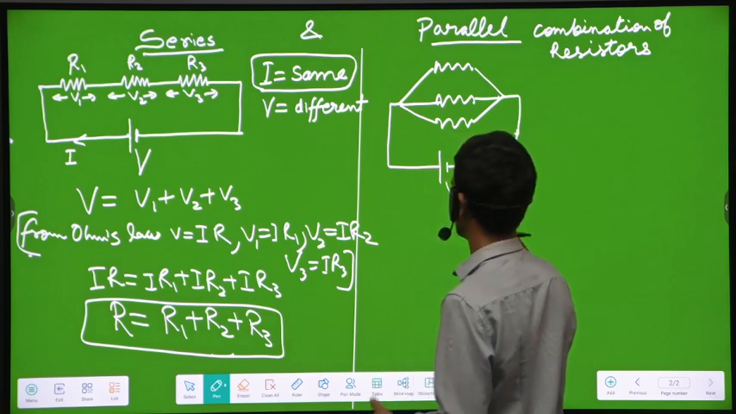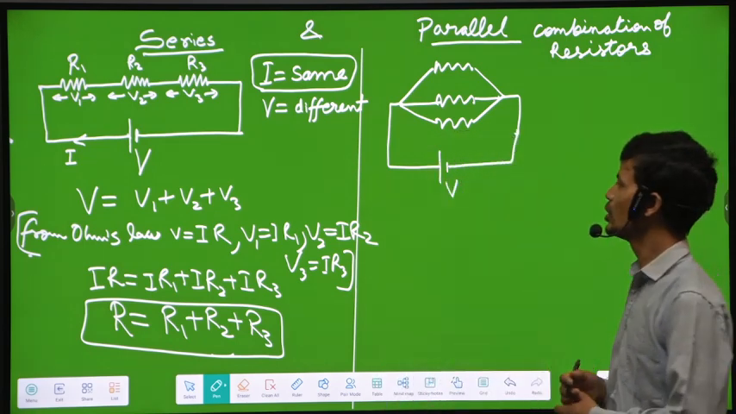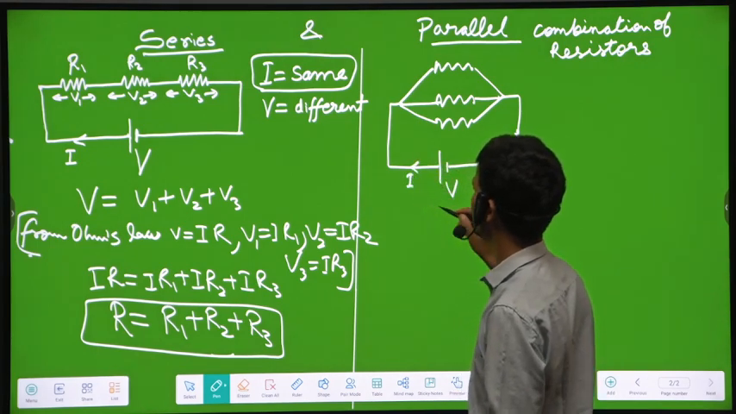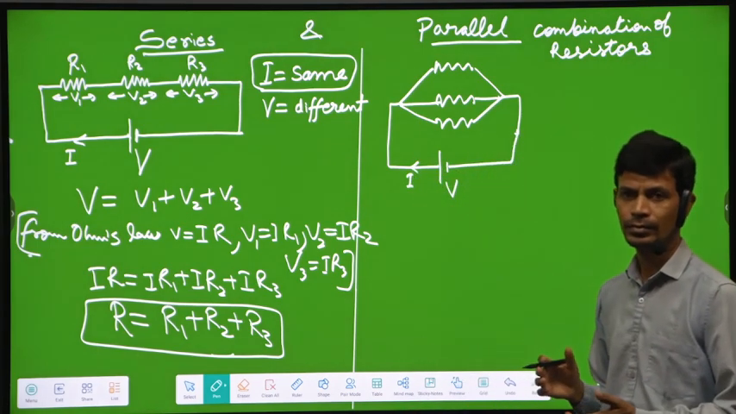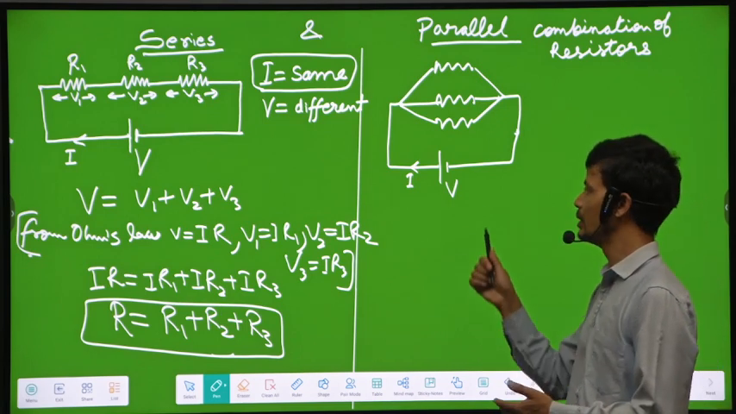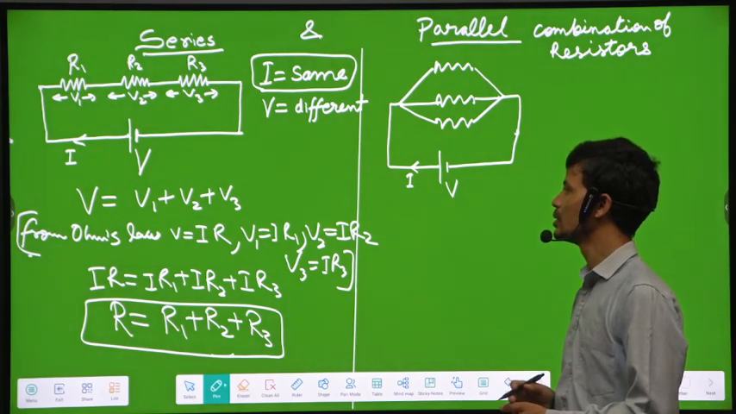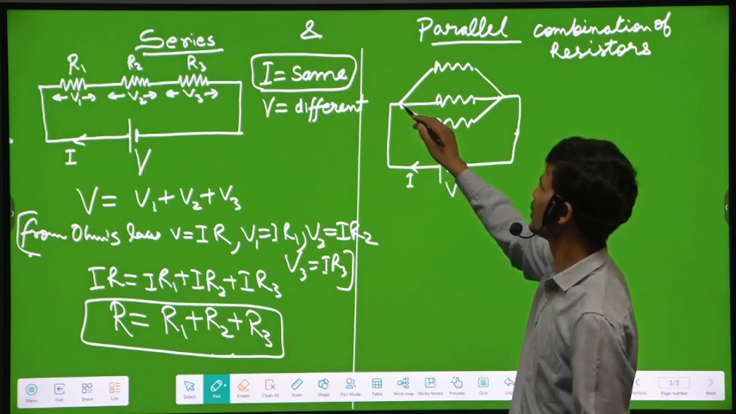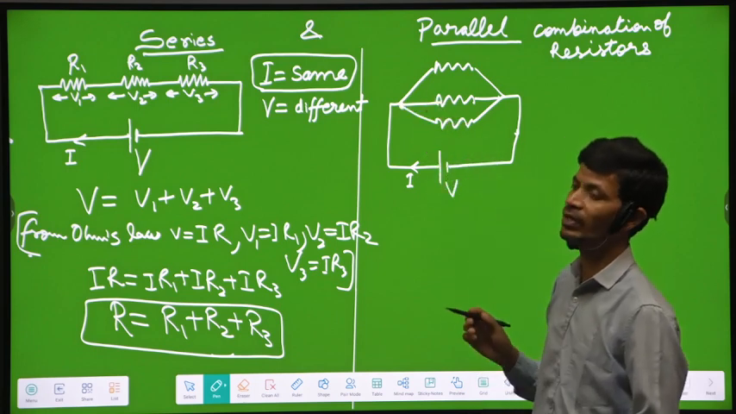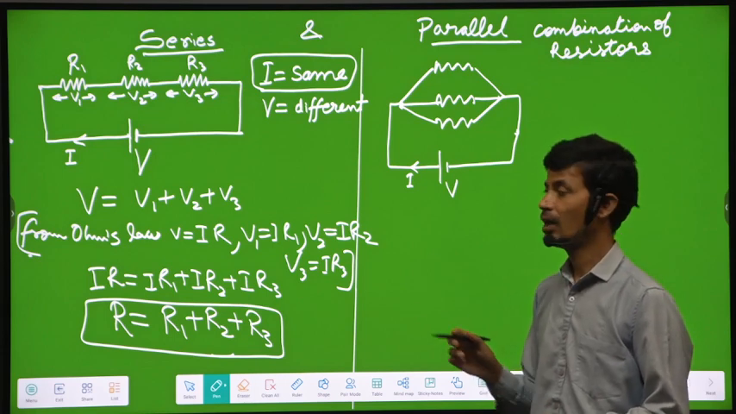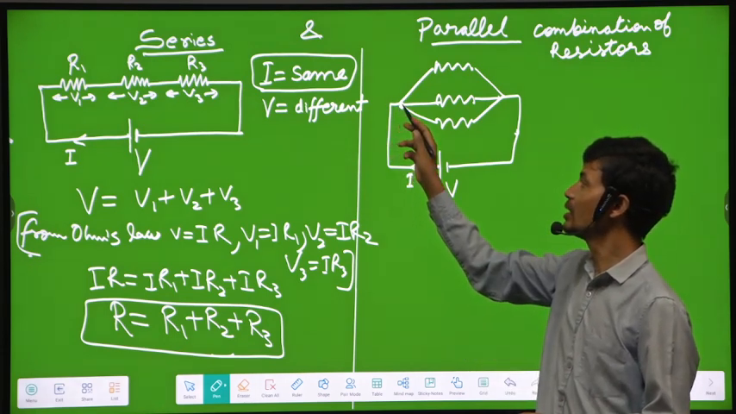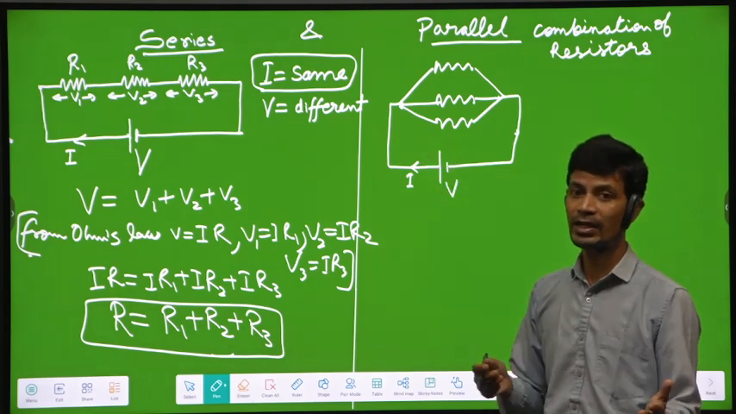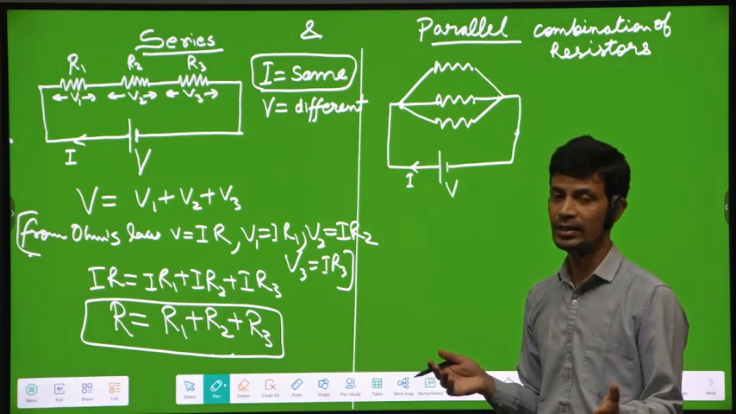V is the supply potential difference. I current will flow, will be emitted from this source, this cell. But here we have 3 different paths. If I current is coming, it can't be I. From one I there cannot be 3I.